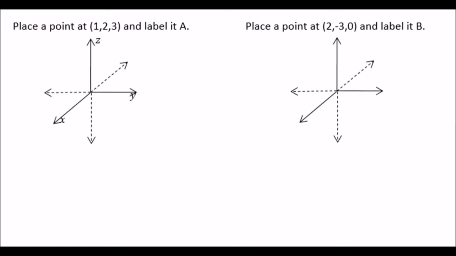So for instance, if I wanted to graph the point 1, 2, 3 and label it A, just like before, I'll do my x first. So I've got x, so it's at 1. Then my y is 2, so y again will be going this way, but I'm going to put it over here. So that's my y going in the positive direction horizontally. And then finally 3 is z, so I'm going to go up 3, and so this coordinate right here is my point A.